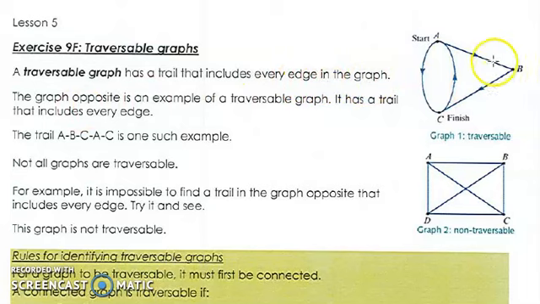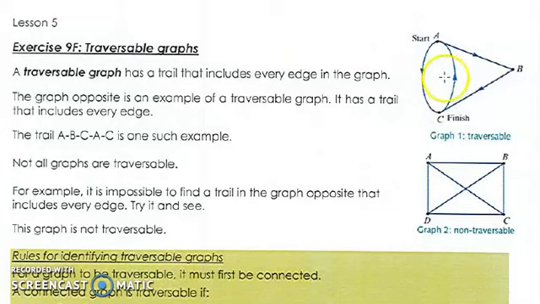So the graph opposite is an example of a traversable graph. It has a trail that includes every edge. Now, there are different ways, but this specific trail, we can go from A to B to C, to A again, back to A, and then back to C. And you notice that every edge was included. Even though we've repeated the vertices, that's fine.